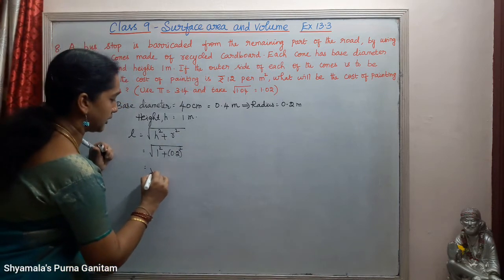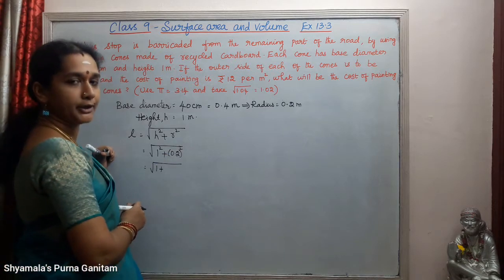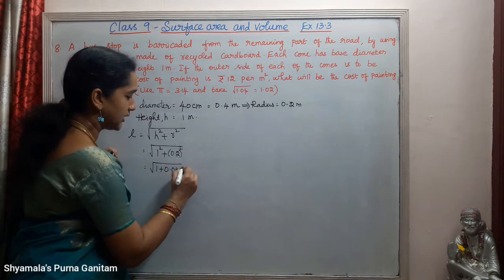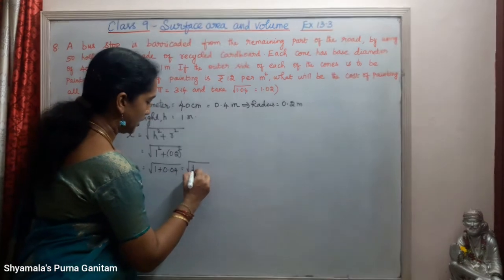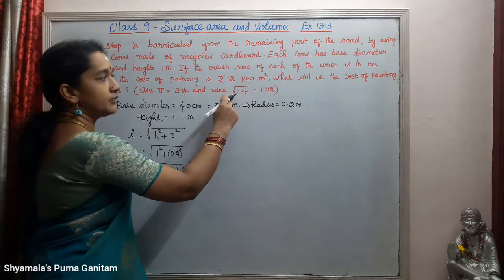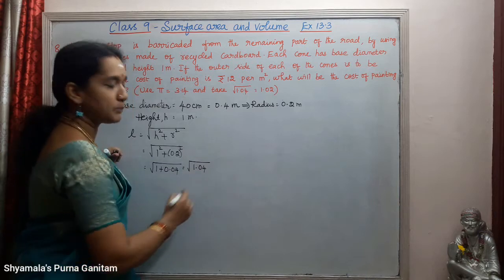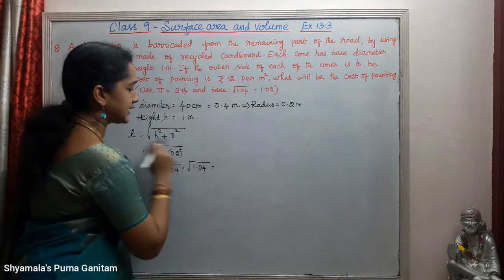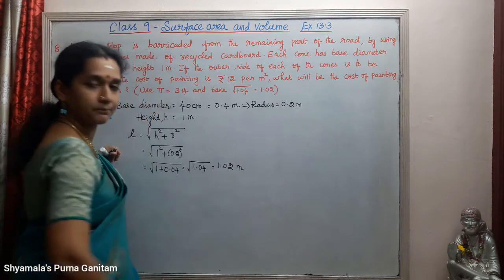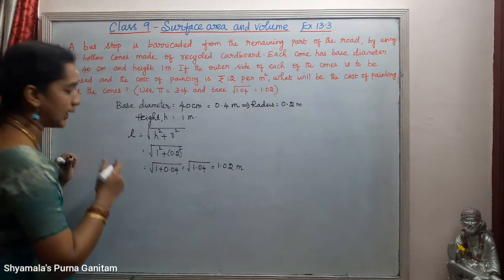Okay. So this is equal to root of 1 plus 0.2 into 0.2, when we multiply this, we will get 0.04. So that is equal to root of 1.04. So in the question itself it is given to take root of 1.04 as 1.02. So we will get the slant height as 1.02 meter.